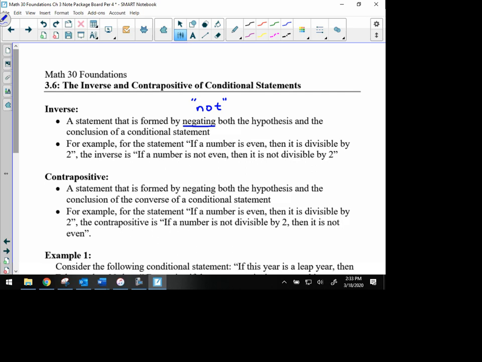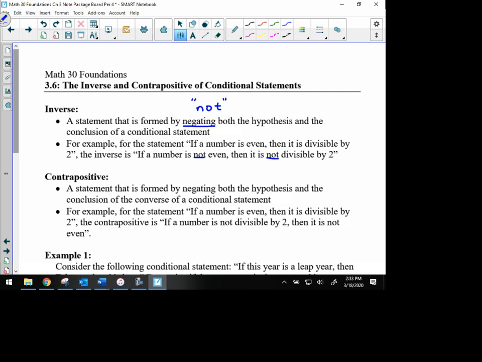And so we're back at the example. If a number is even, then it is divisible by 2. The inverse, you can see the nots are added there. If a number is not even, it is not divisible by 2. So we see what the inverse looks like in that case. So it's one step away from the conditional statement, in a sense. We're just putting a not in there, just like the converse was one step away, but we switched the hypothesis and the conclusion.